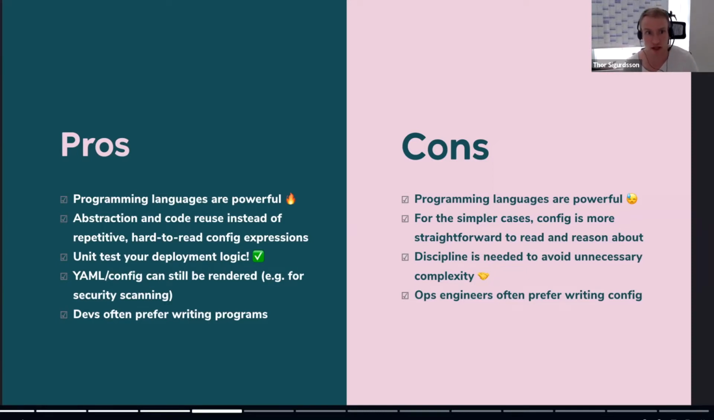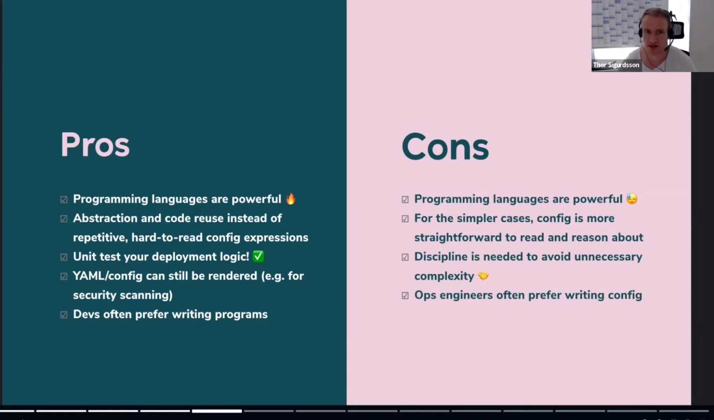Another pro is that you can still render out concrete YAML or configuration, for example Kubernetes manifests, if you want to pass that off to a security scanner or some other tool that expects a fully rendered config. So you're not letting go of static analysis abilities either. And finally, developers often prefer writing programs. I think it's also partly marketed at people who prefer writing code to config files, whereas the opposite is often true of SREs and DevOps engineers, who are maybe more used to configuration files.